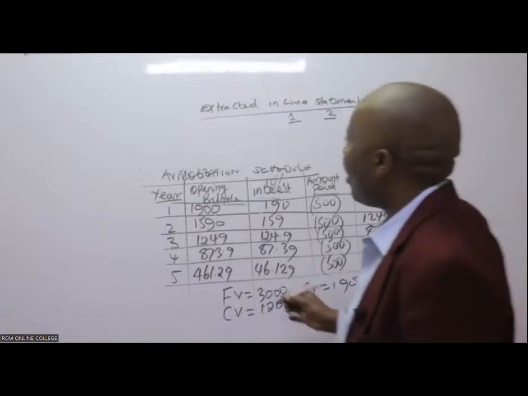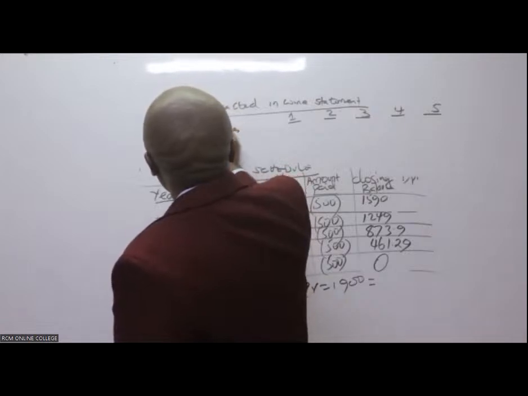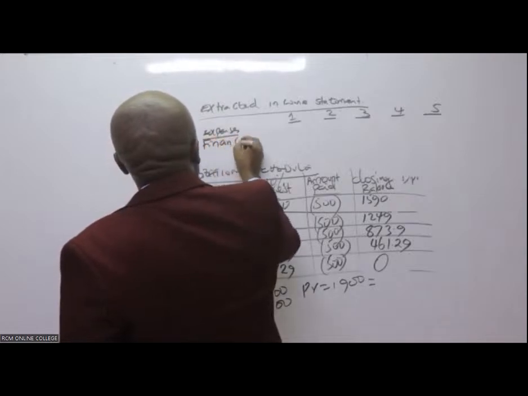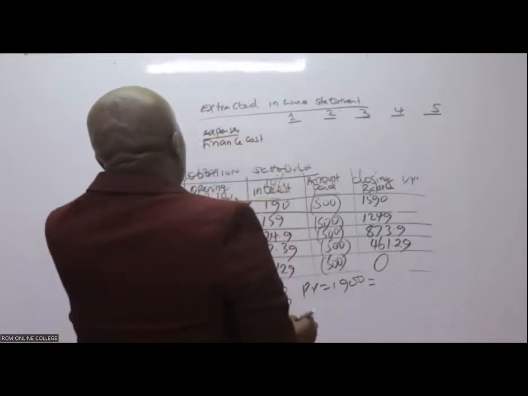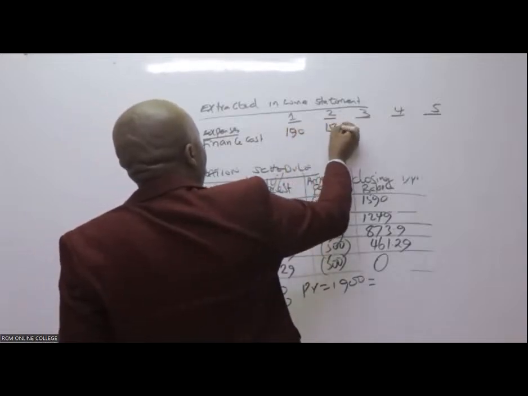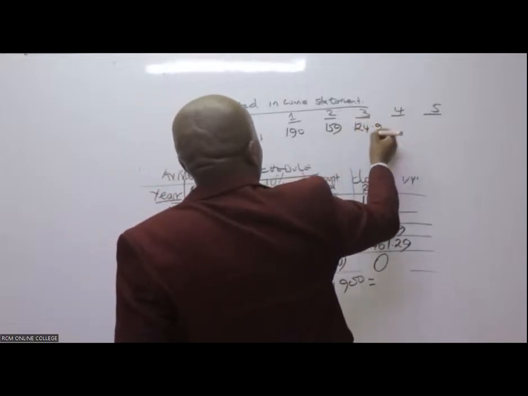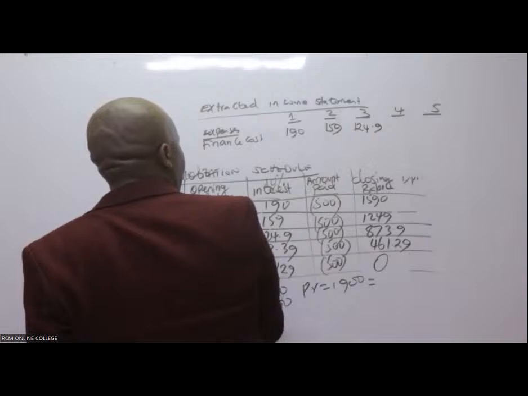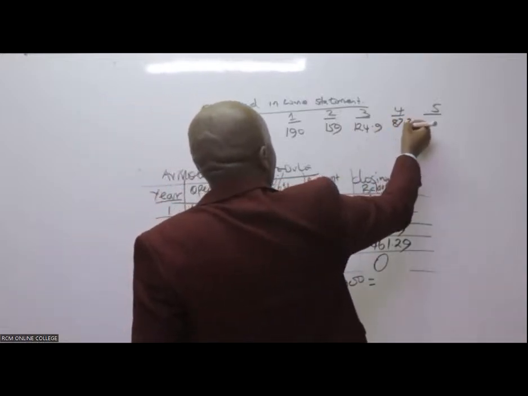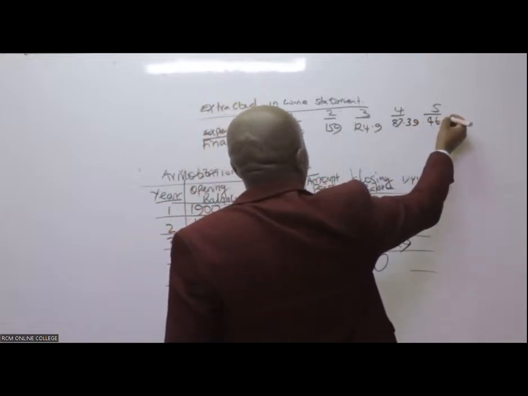So in this case here, under expenses, we have the finance cost. The interest is the finance cost. So we have 190, we have 159, we have 124.9, I'm just copying these figures of interest. We have 87.39. We have 46.129.